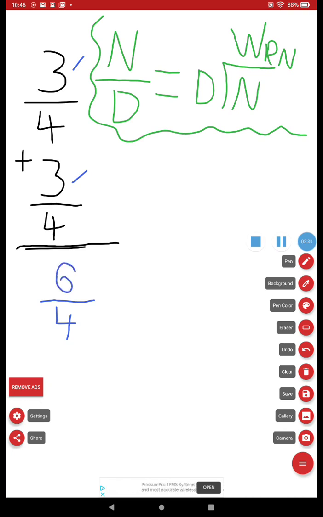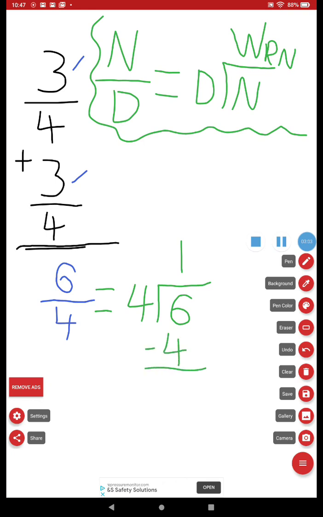Uh-oh, 6 is bigger than 4. That means we've got to convert it. So let's go ahead and convert it. Remember, make your division bar. Which one goes in the box? The numerator does. Denominator goes outside of the box. All right, what's 6 divided by 4? Very good. That's 1. 1 times 4 is 4. 6 subtract 4 is 2. Okay, so I have 1, remainder 2.